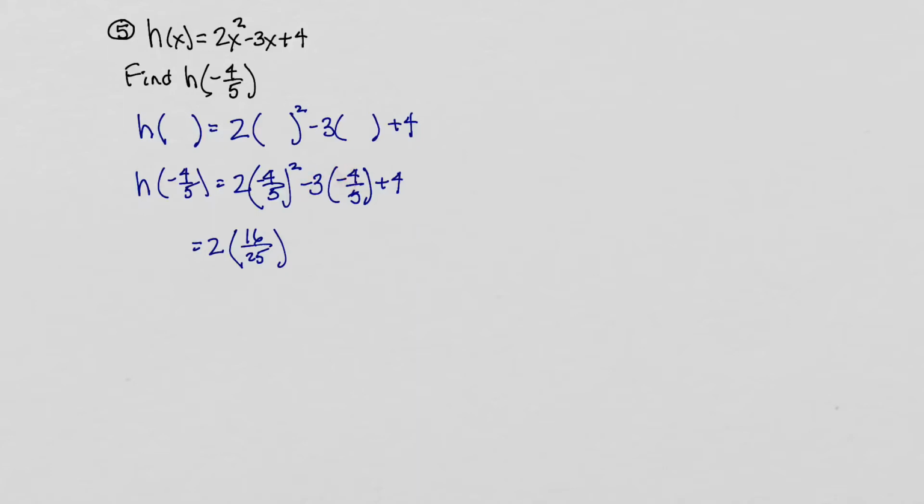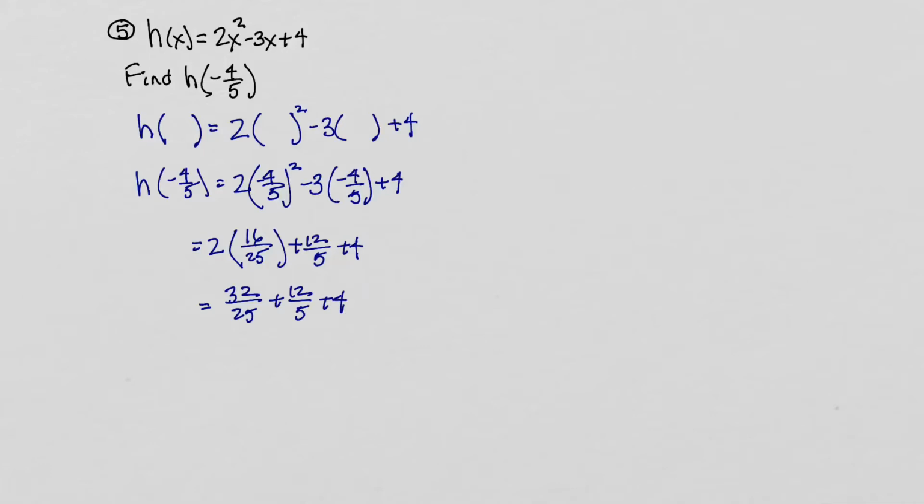Negative times negative is positive 12/5, and then plus 4. And now in the first term, 2 times the fraction, whole number times the fraction, just multiply tops together. So we are going to get 32 over 25 plus 12 over 5 plus 4.